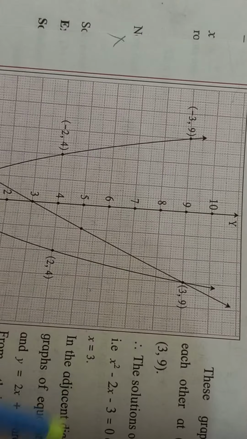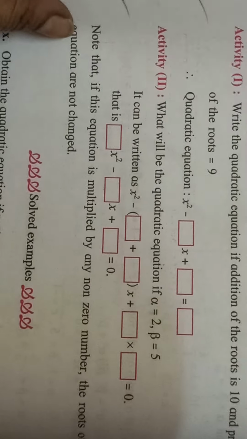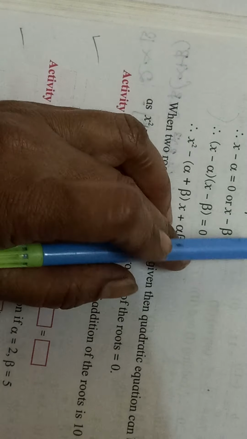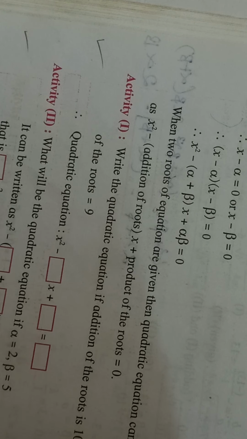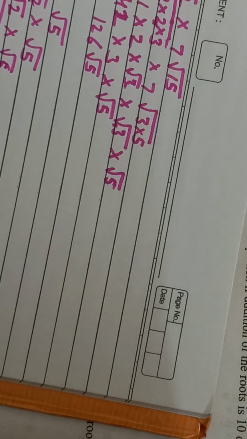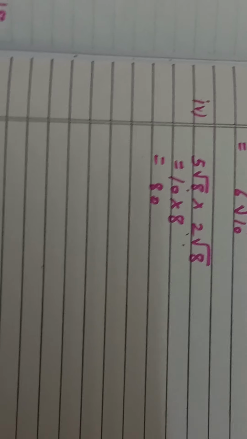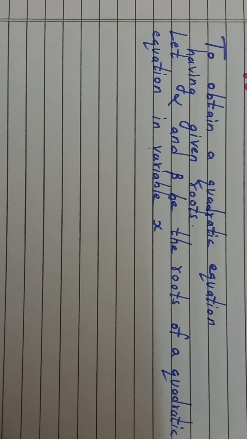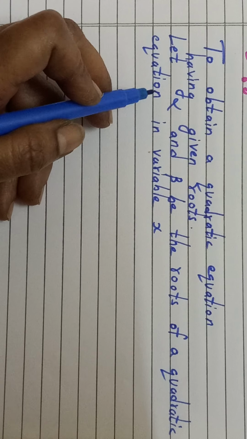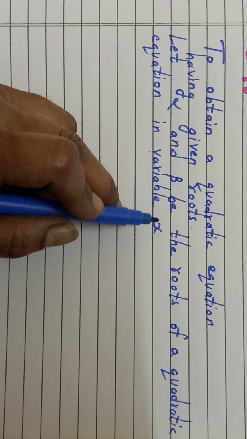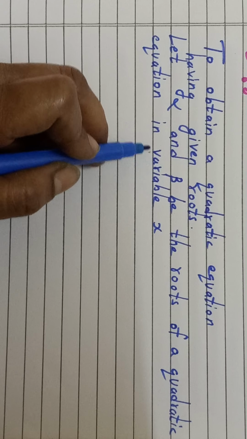Now, if they have asked us to obtain a quadratic equation having given roots, let alpha and beta be the roots. So if alpha and beta are the given roots, then as I said, we have to move in the same way as I told you with m is equal to and so on. So we will start like this. What is given to us? To obtain a quadratic equation having given roots, let alpha and beta be the roots of the given quadratic equation in variable x.